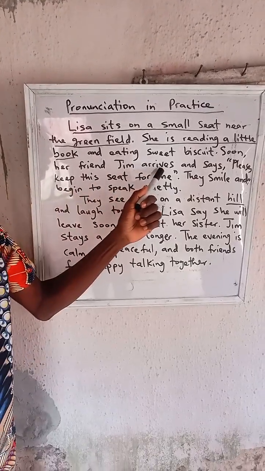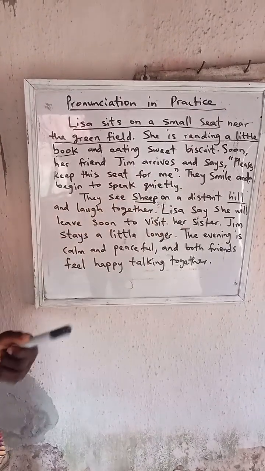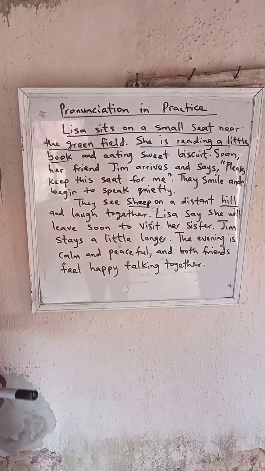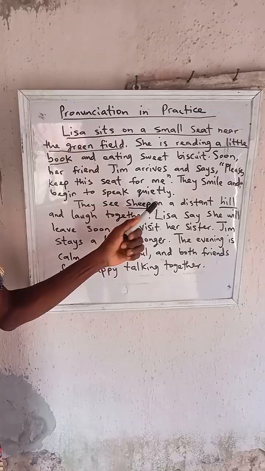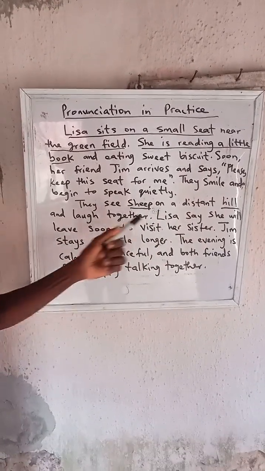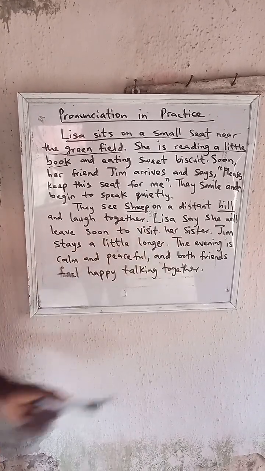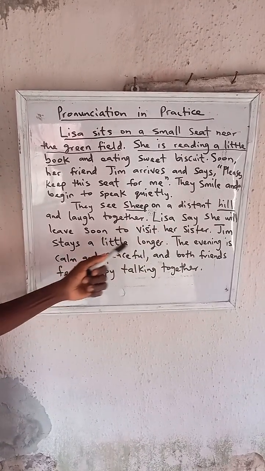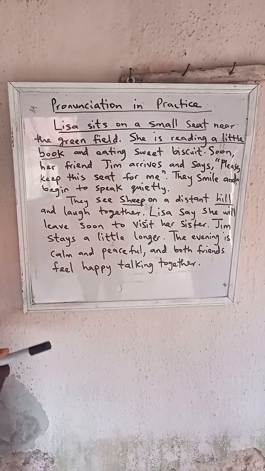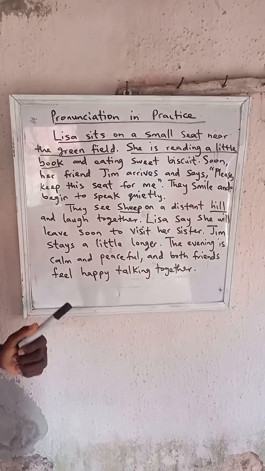Soon her friend James arrives and says, "Please keep this seat for me." They smile and begin to speak quietly. They see sheep on the distant hill and laugh together. Lisa says she'll leave soon to visit her sister. Jim stays a little longer. The evening is calm and peaceful, and both friends feel happy talking together.